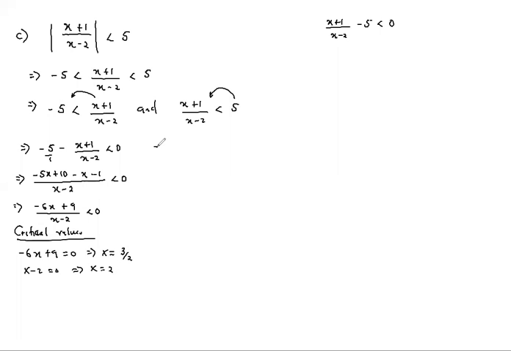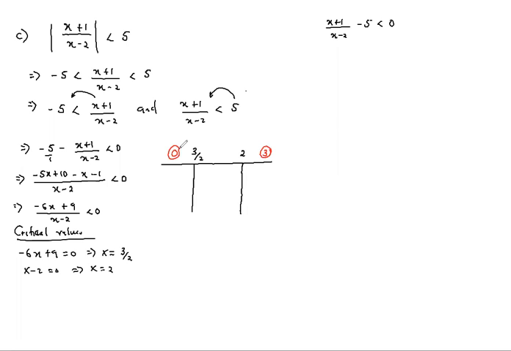So the testing table will have 3/2 and 2, and I block here. I'm using these as my boundaries. Then I'll pick a number that is less than 3/2. I can pick 0 in this case. Let me just differentiate. So I can pick 0 here, and then I can pick 3 here.